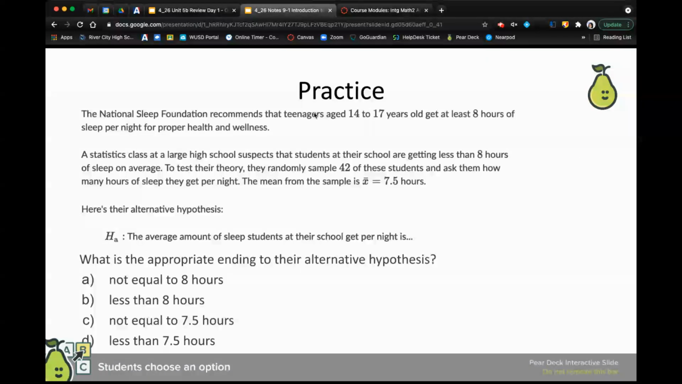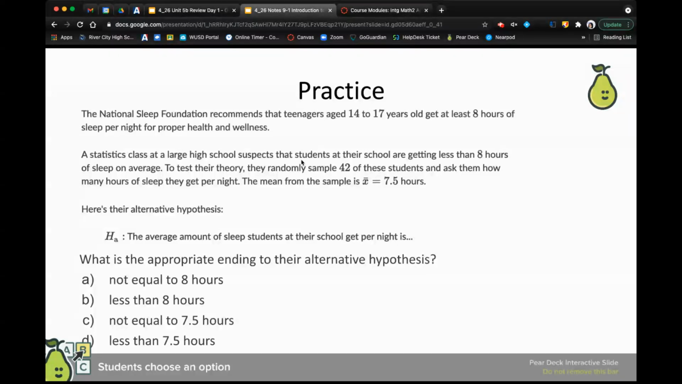National Sleep Foundation recommends that teenagers aged 14 to 17 get at least 8 hours of sleep per night. A statistics class at a large high school suspects that students at their school are getting less than 8 hours of sleep on average. To test their theory, they randomly sample 42 of these students and ask them how many hours of sleep they get per night. The mean from the sample is x bar equals 7.5 hours. Here's their alternative hypothesis: the average amount of sleep students at their high school get per night is, so we want to know the appropriate ending.